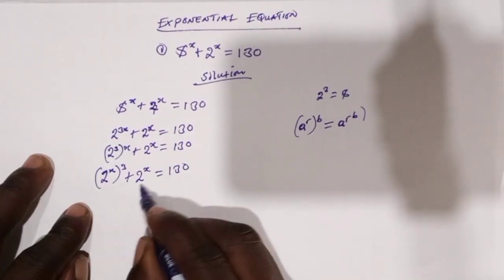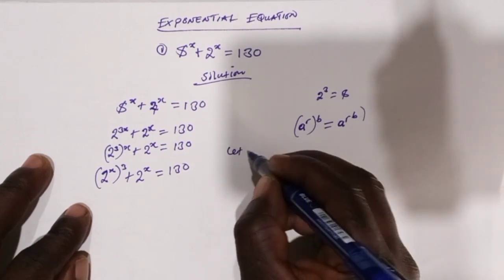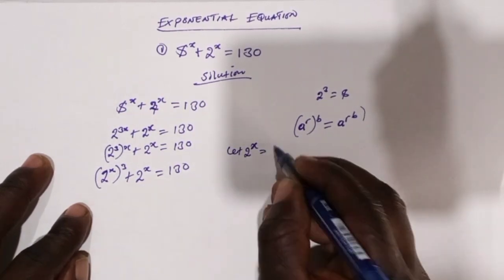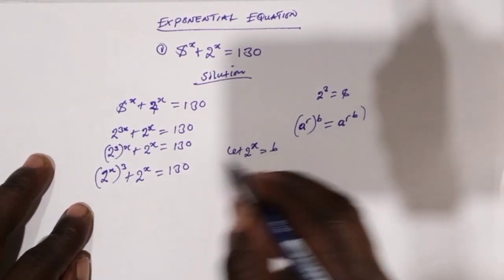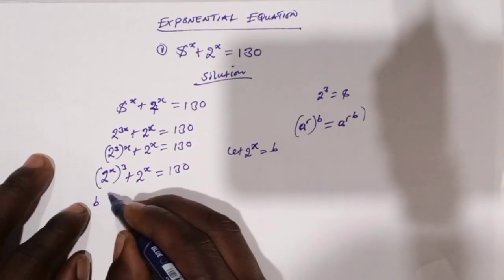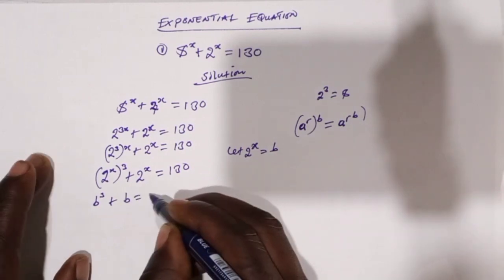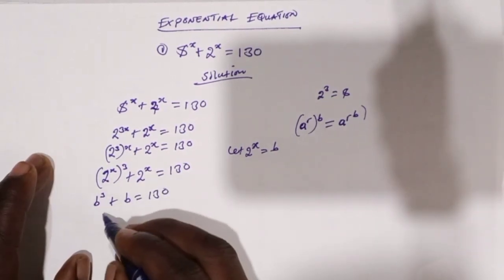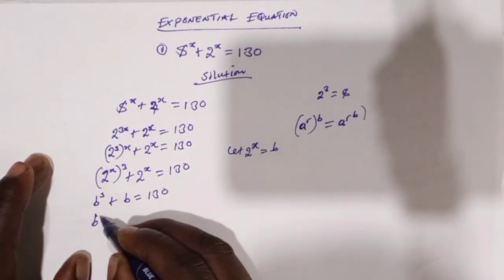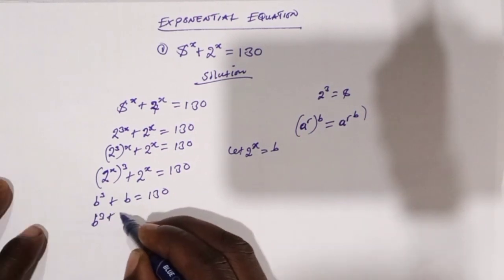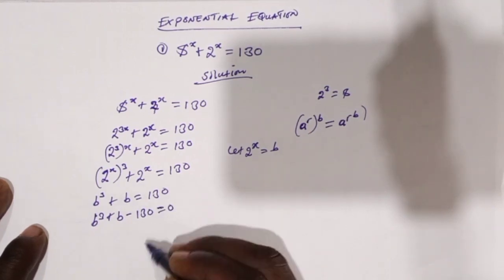If you can see here, we have the same base. So we let 2 to the power x be equal to b. We substitute where there is 2 to the power x with b, so we have b to the power 3 plus b equals 130. We move this 130 to the other side, so we have b to the power 3 plus b minus 130, because it was positive, equals 0.